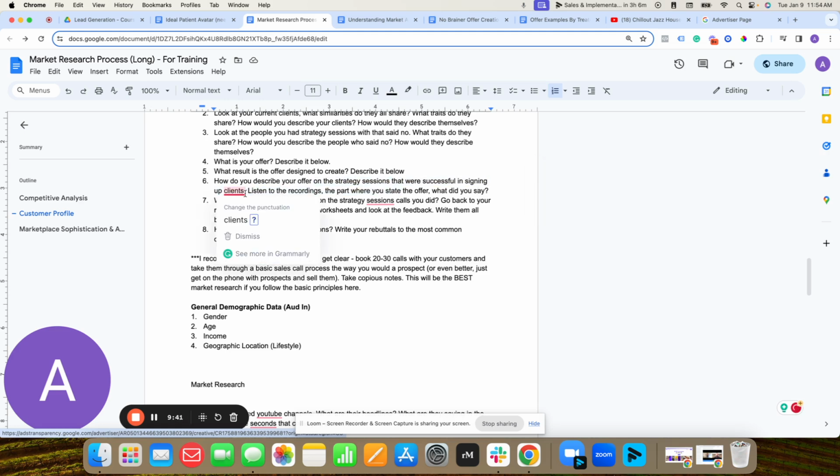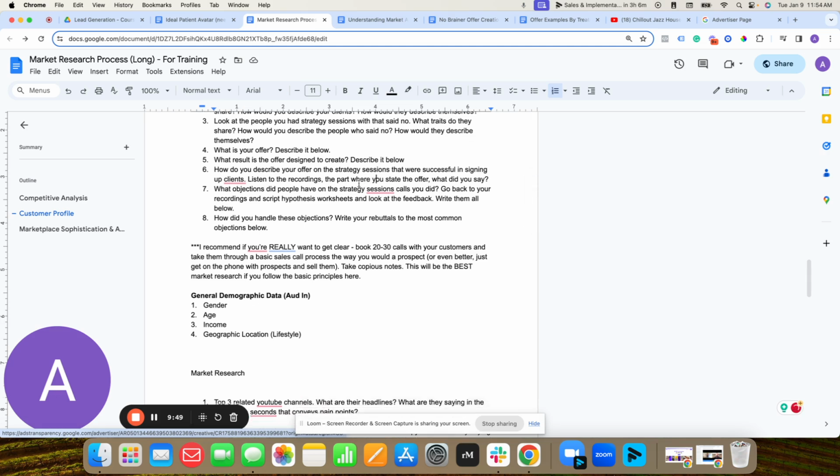Listen to your team's inbound calls. Listen to your team's outbound calls. The part where they go over the actual program. What did your team say? What did you say? Record some consultations. The objections that people give you during these consultations.